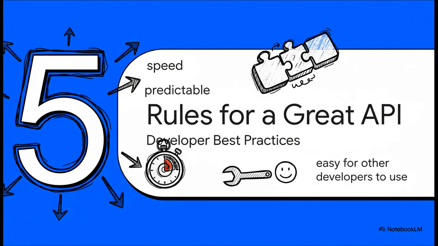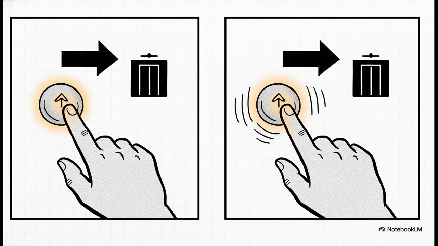Speed is one thing, but a truly great API is also predictable, it's reliable, and it's easy for other developers to use. So for our final section, let's look at the best practices that really separate a good API from a truly great one. Now, a core principle here is this idea of idempotency. Okay, it's a bit of a mouthful, but an idempotent method is one that has the exact same effect no matter how many times you call it.